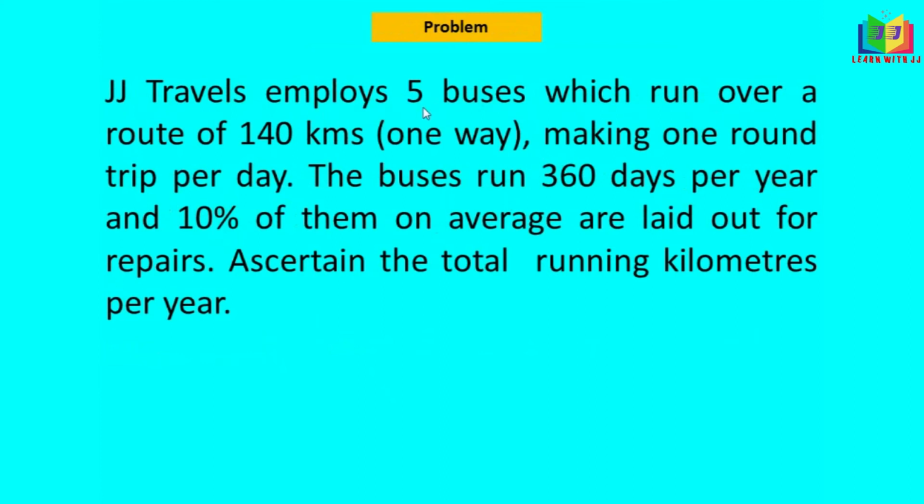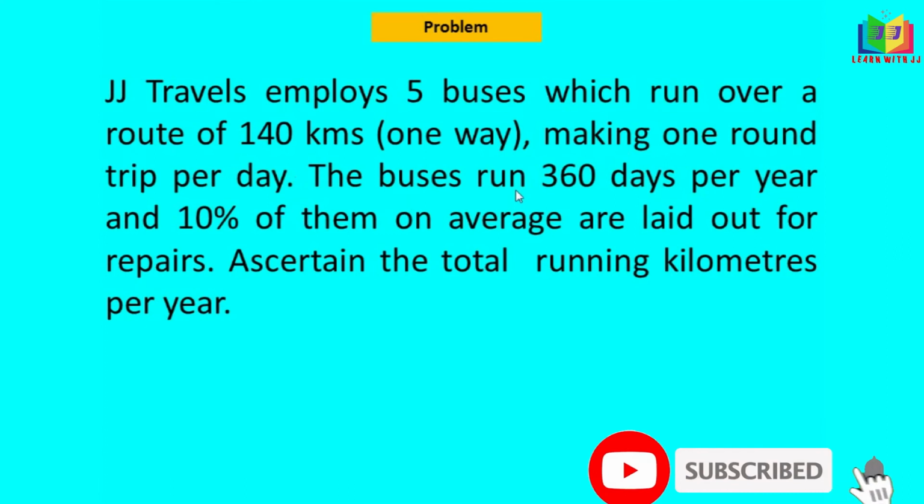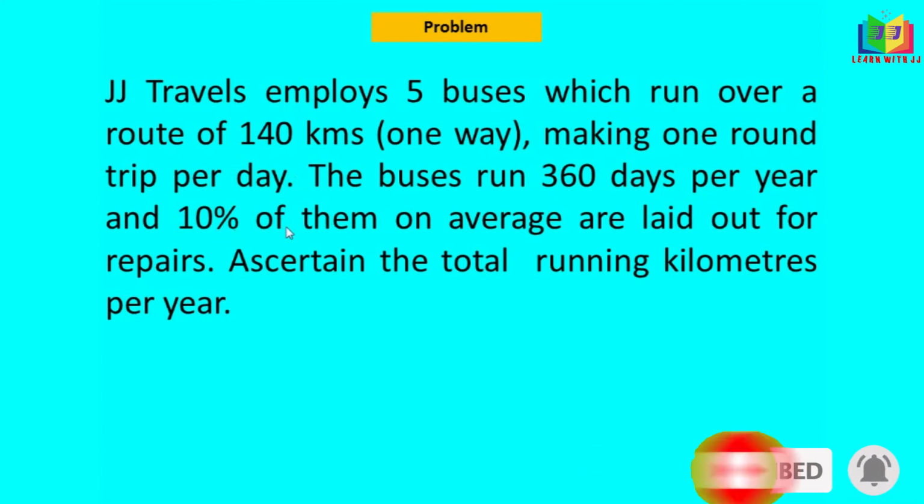JJ Travels employs 5 buses which run over a route of 140 kilometers one way, making one round trip per day. The buses run 360 days per year and 10% of them on average are laid out for repairs. Ascertain the total running kilometers per year.